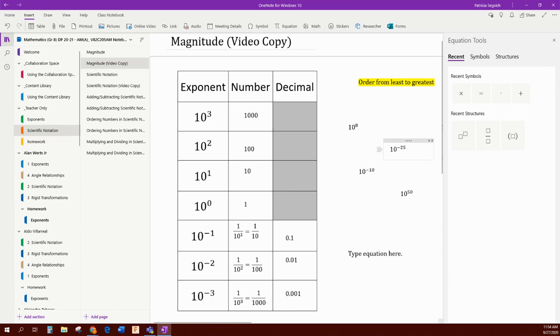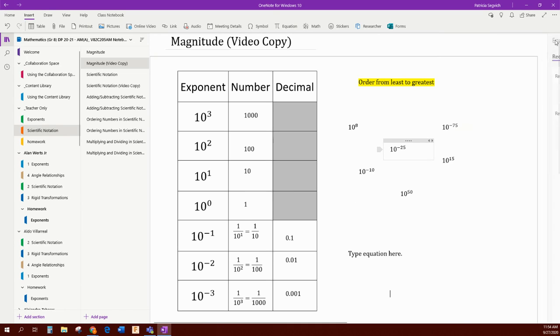Now on this side over here, we want to place these from least to greatest. Because they all have the same base of 10, we can just look at the exponent. So which one has the smallest exponent? 10 to the negative 75, so that's our smallest. Our next smallest would be 10 to the 25. Our next smallest would be 10 to the negative 10.